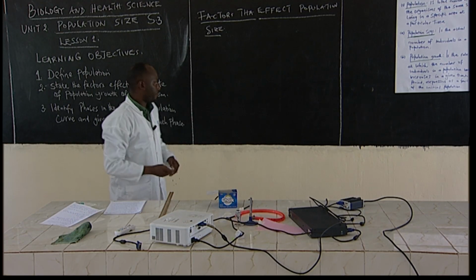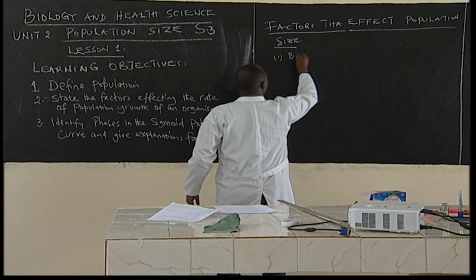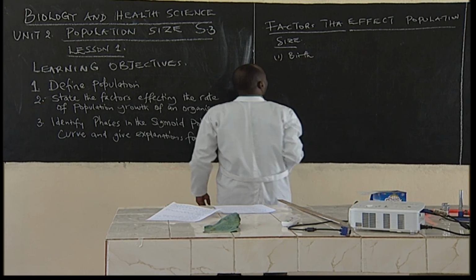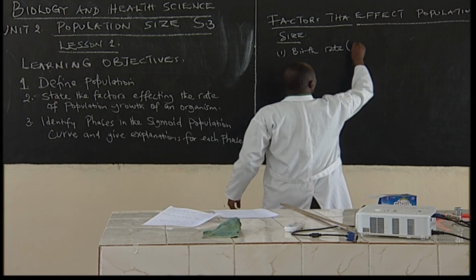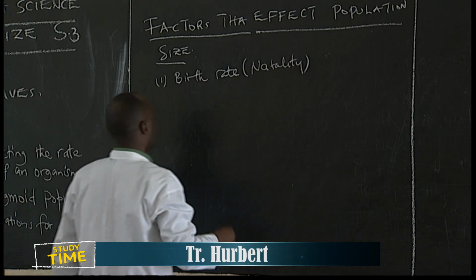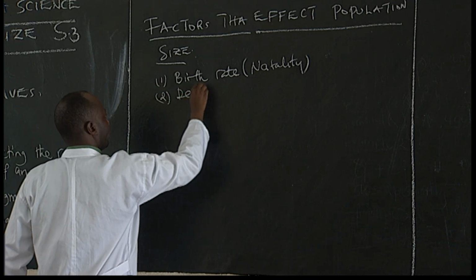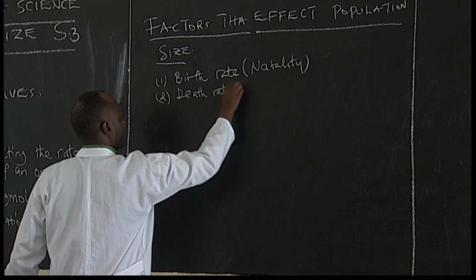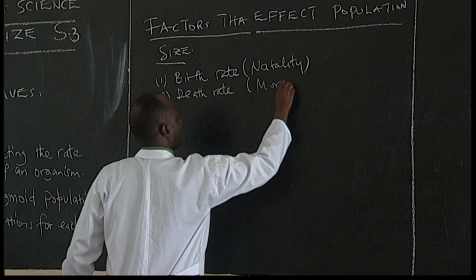Number one, we have birth rate. This is a factor, birth rate, or we call it natality rate. We have number two, death rate, another factor that can affect population size. Death rate, or sometimes you call it mortality rate.